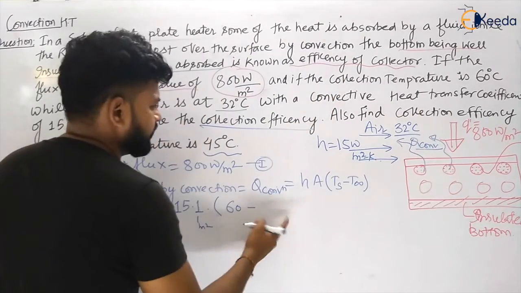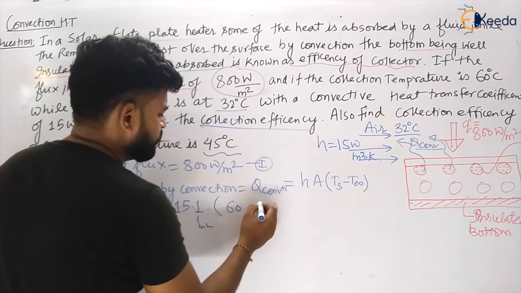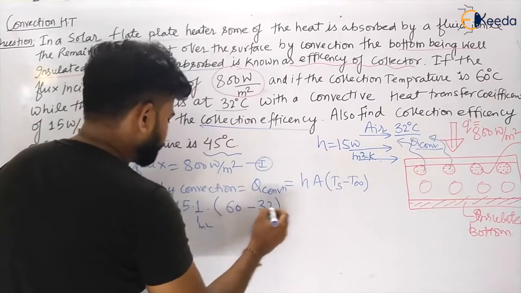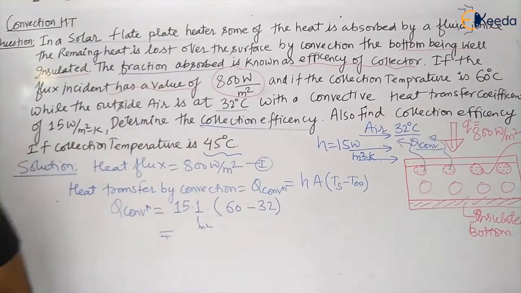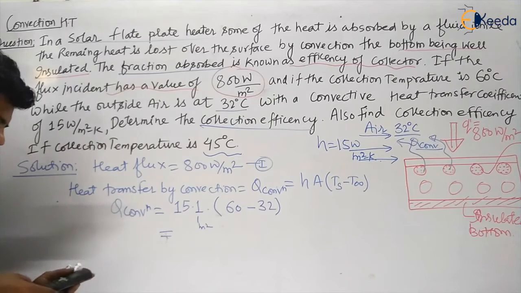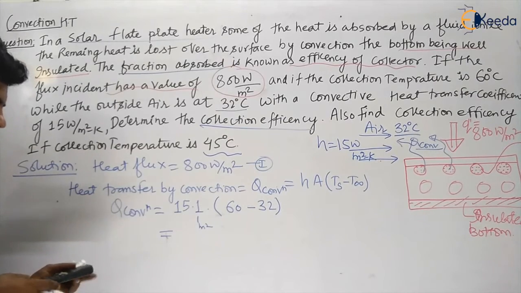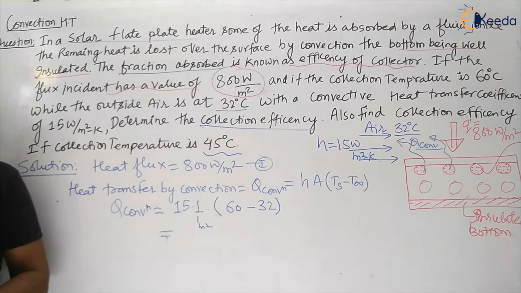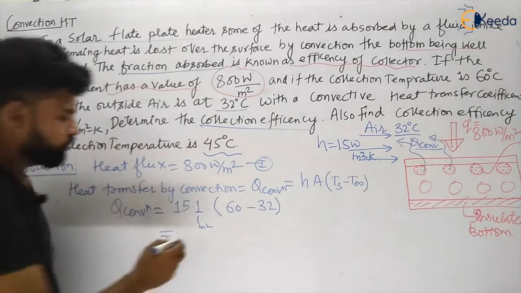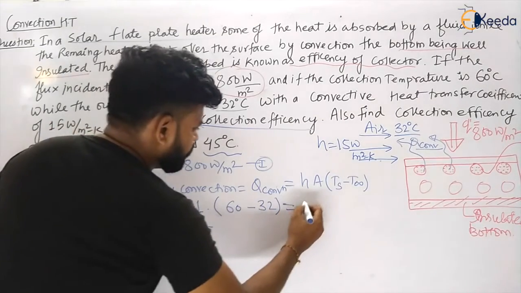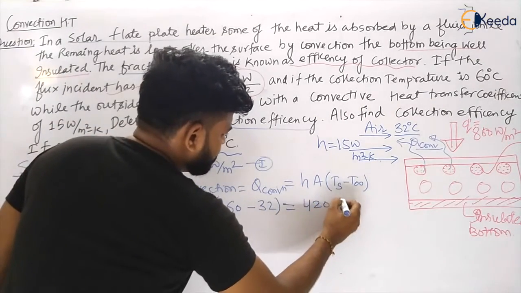So the heat transfer by convection will become equal to 60 minus 32. Let us calculate it. So my dear students, it will become 60 minus 32 into 15. So the heat transfer will be 420 watt.